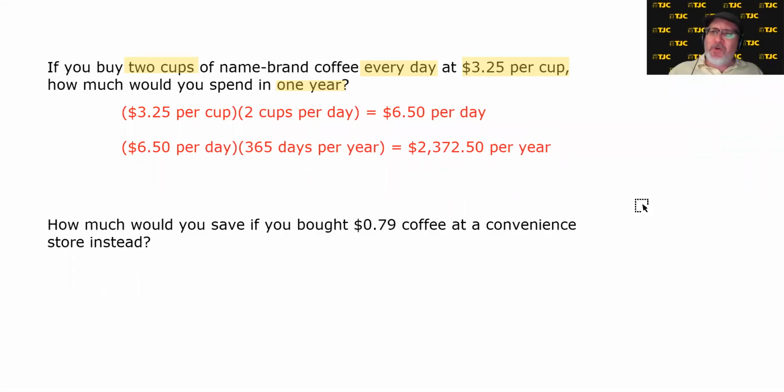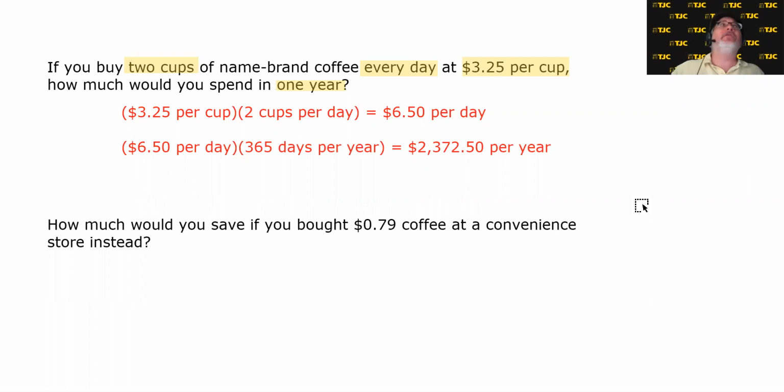What could you do with that kind of money per year? Take a cruise, go on a nice vacation, buy a whole new wardrobe. You could do a lot of stuff with that money per year. But I gotta have my coffee.